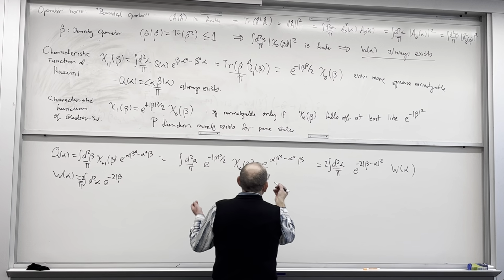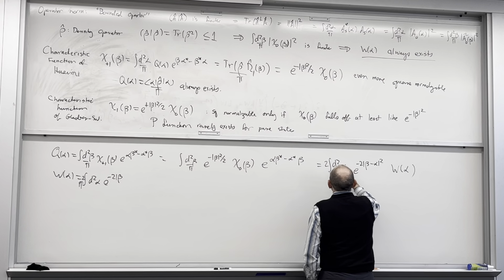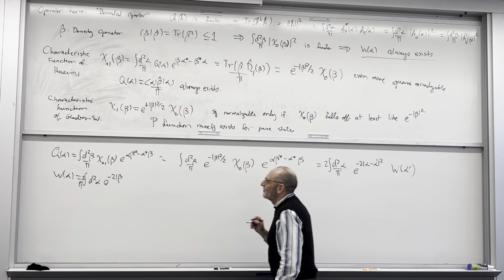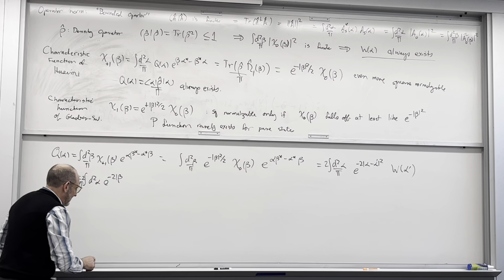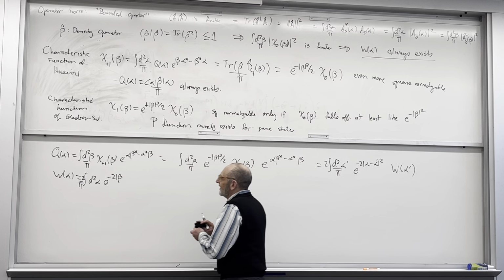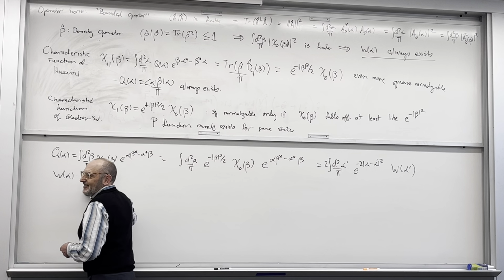There's too many dummy variables here. This is alpha prime. The integral is over alpha prime. Now it completely makes sense.